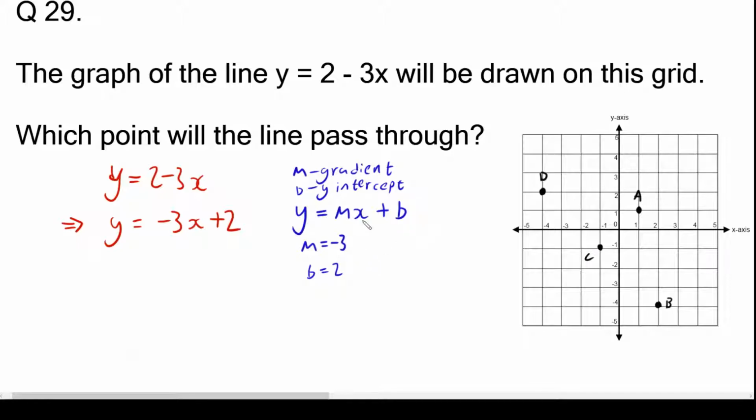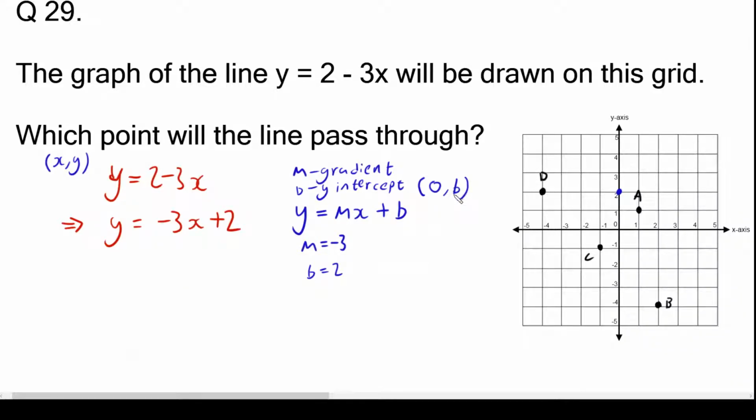The y-intercept is where x is 0. So that's that point there, (0, 2). The y-intercept is (0, y), or (0, b). This is a coordinate. When you write coordinates, it goes x, comma y. x is first, y is second. Then we put them in brackets.